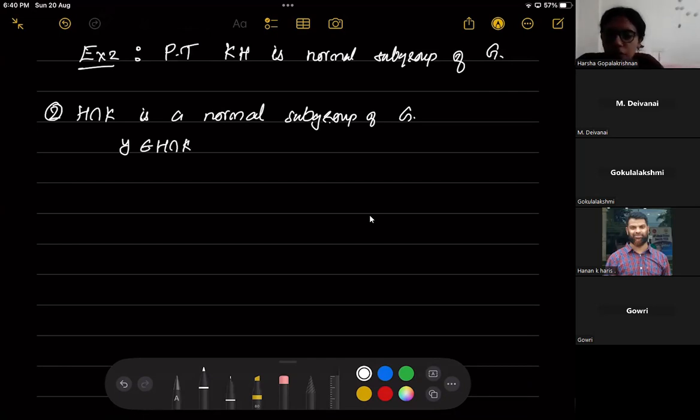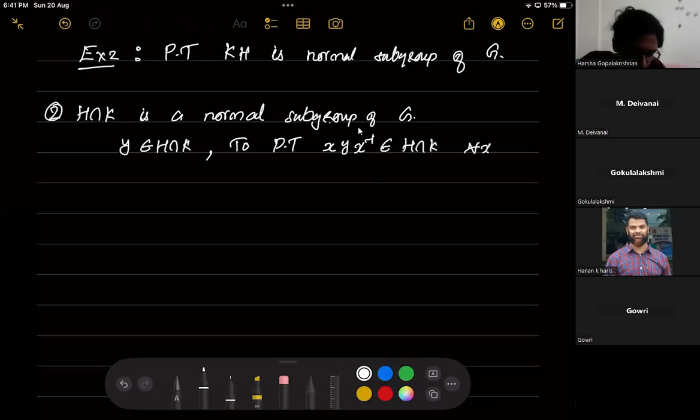So, what we want to prove is that it is a normal subgroup. What was the test? Can anyone say what was it? So what was the condition to check the normality? XY X inverse should belong to H intersection K for all X. Correct? Now, how can we use that H and K are normal subgroups to prove this one?